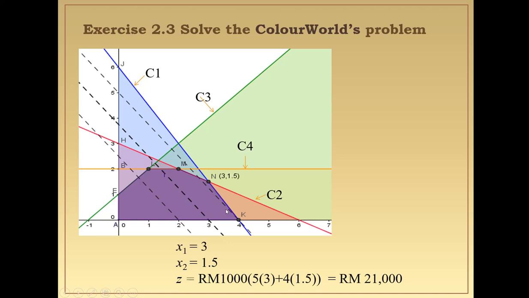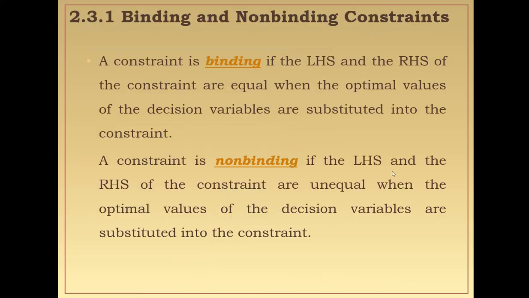comes from the intersection of constraint 1 and constraint 2. Therefore, constraint 1 and constraint 2 are the binding constraints. The constraints that give us the optimal solution are the binding ones. So, others are non-binding. Meaning, constraint 3 and constraint 4 are non-binding constraints. This is what I just said earlier.